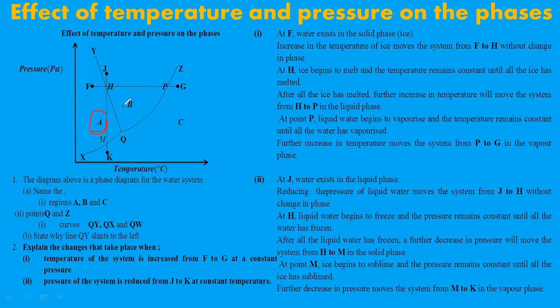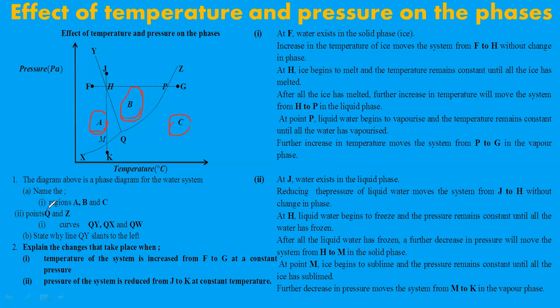Then region B, what is region B? It is the liquid phase. The liquid phase. And then that means region C is obviously Ian. Ian, what is region C? Vapor phase. Yes, it is the vapor phase. That's very correct.